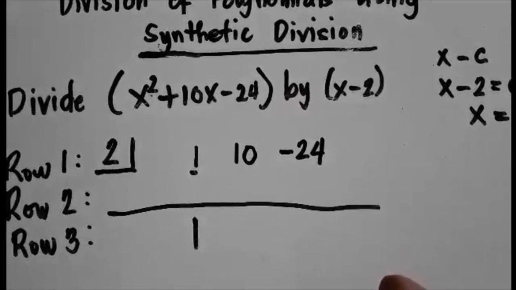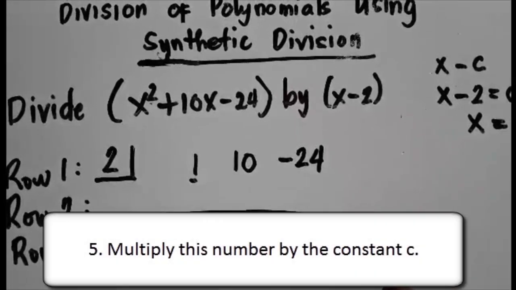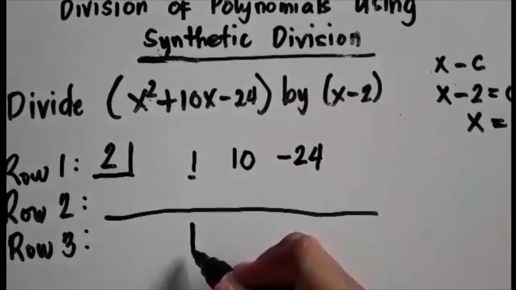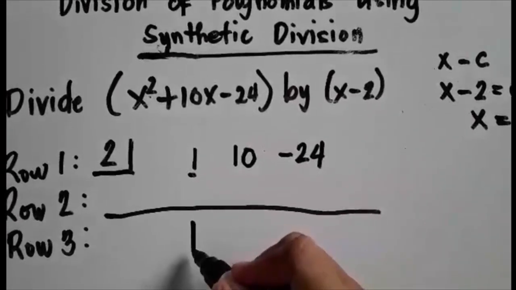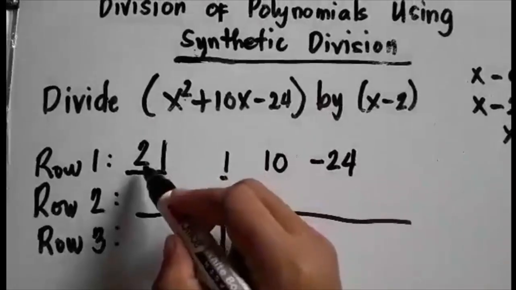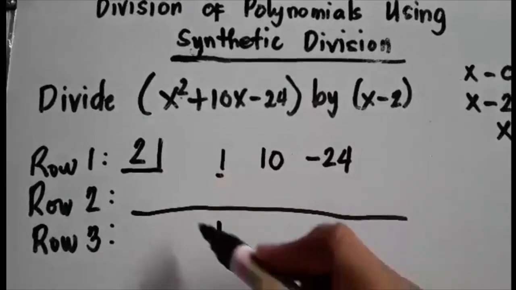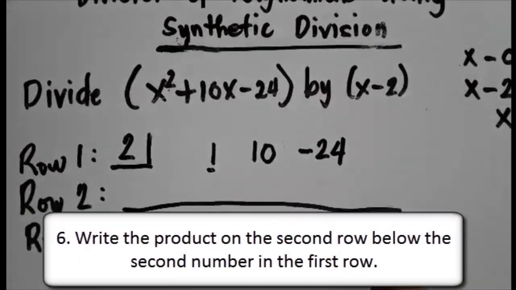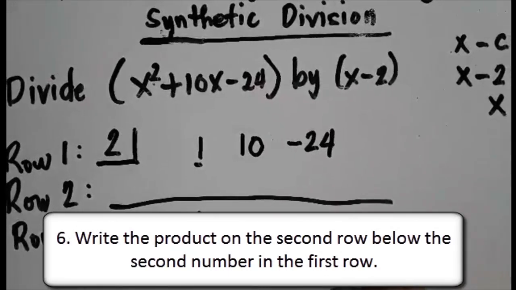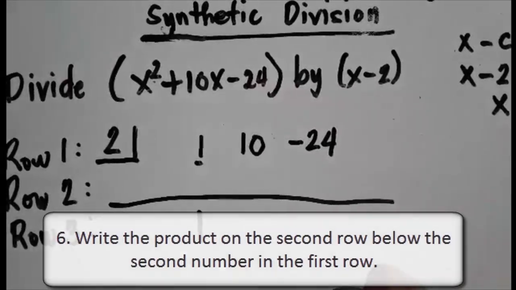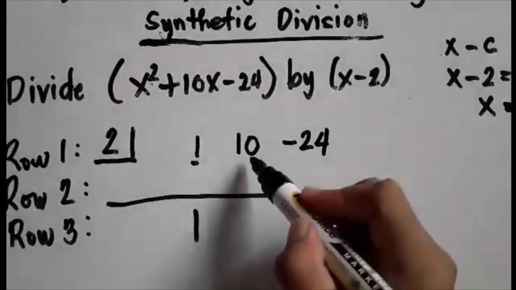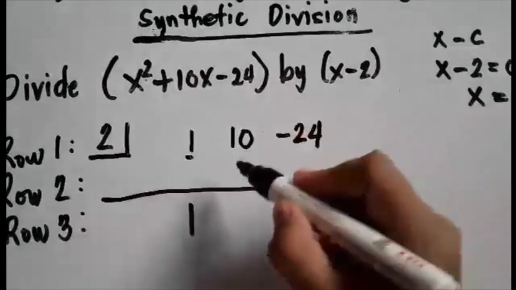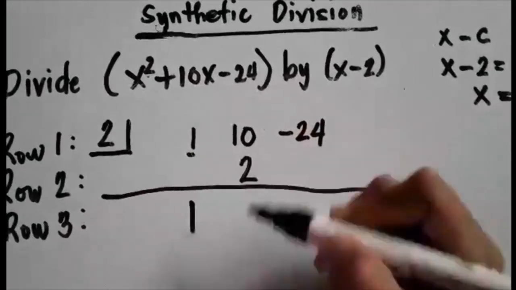And then, step number 5, multiply this number by the constant c. So yung first coefficient natin, multiply it by the divisor or the c. So, 1 multiplied by 2 is 2. And then, step number 6, write the product on the second row below the second number in the first row. Ito yung second number in the first row, ilalagay daw natin yung product ni 1 and 2. So that will be 2.